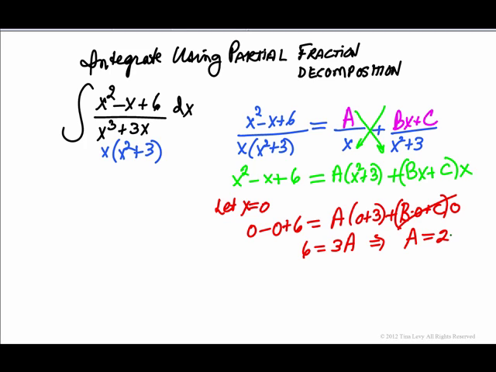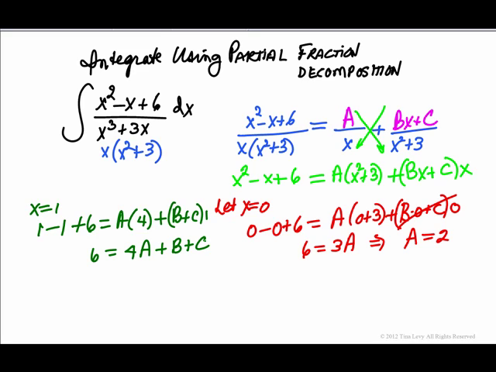So now I'm going to choose another value. In fact, I'm going to have to choose 2 more x values to get b and c. So arbitrarily choosing, I let x be 1, and I substitute in here, and I have 1 minus 1 plus 6 equals a times 1 squared plus 3, a times 4, plus b times 1 is b, b plus c times 1. Now working this out, I get 6 equals 4a plus b plus c.